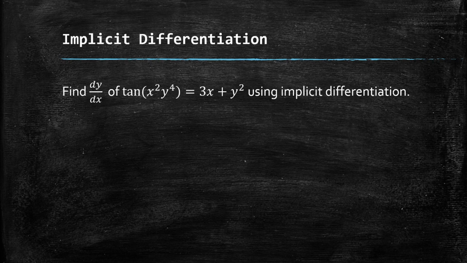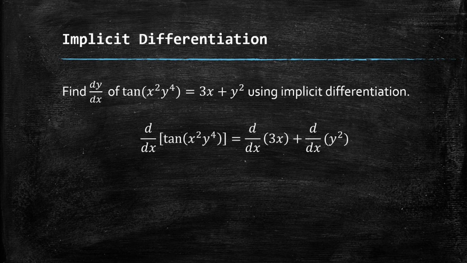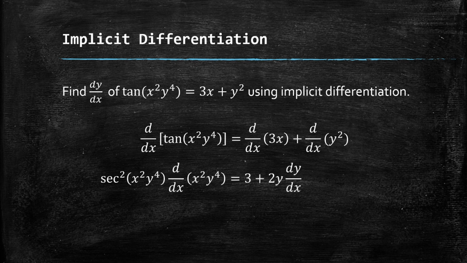Okay, so what if we're asked specifically, for example, to find dy/dx of this equation, tangent of x squared y to the power of 4 equals 3x plus y squared, using implicit differentiation. Again, just get the derivative of both sides. The derivative of tangent is secant squared, so we have secant squared of x squared y to the 4th. Then get the derivative of whatever is inside the parentheses. The derivative of 3x with respect to x is just 3. The derivative of y squared with respect to x is 2y dy/dx.